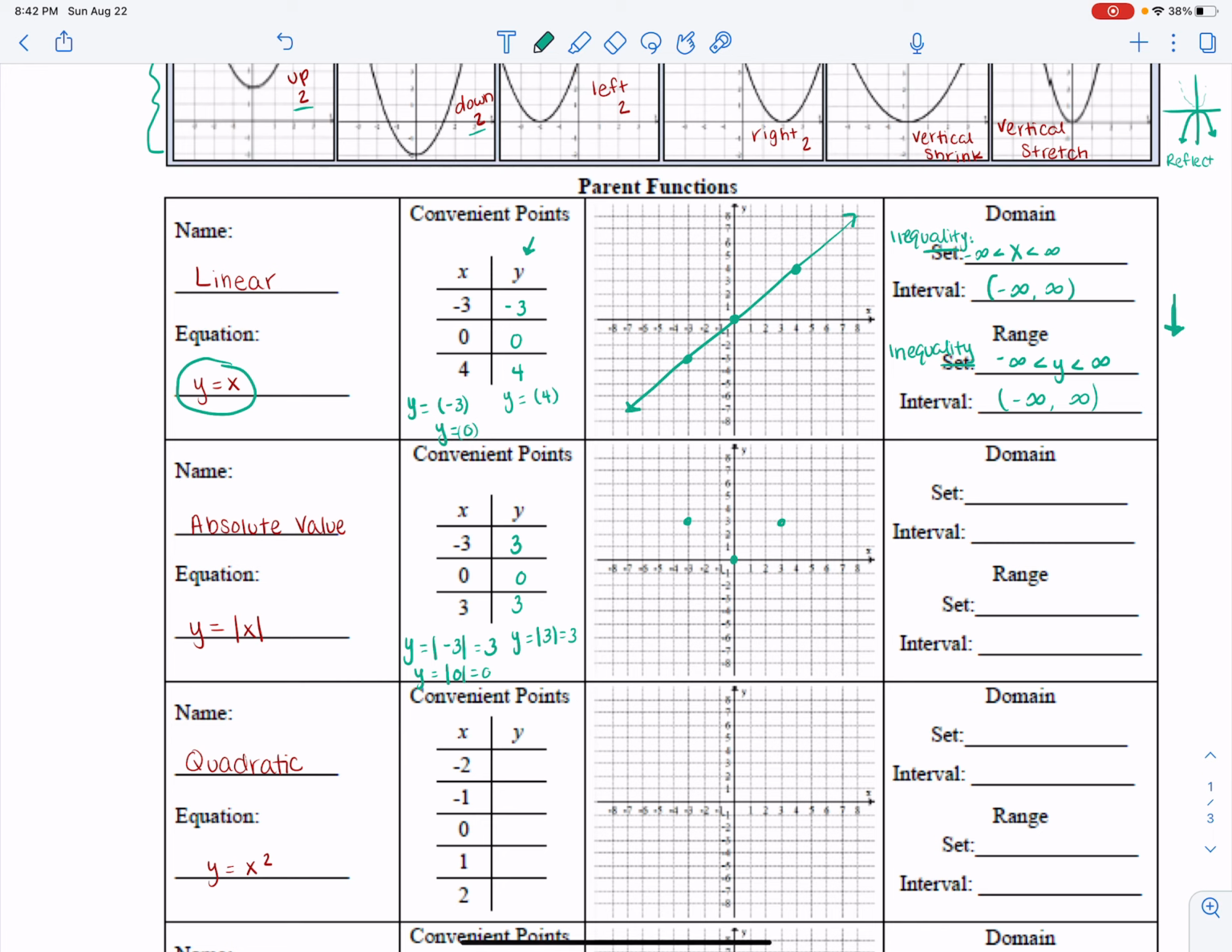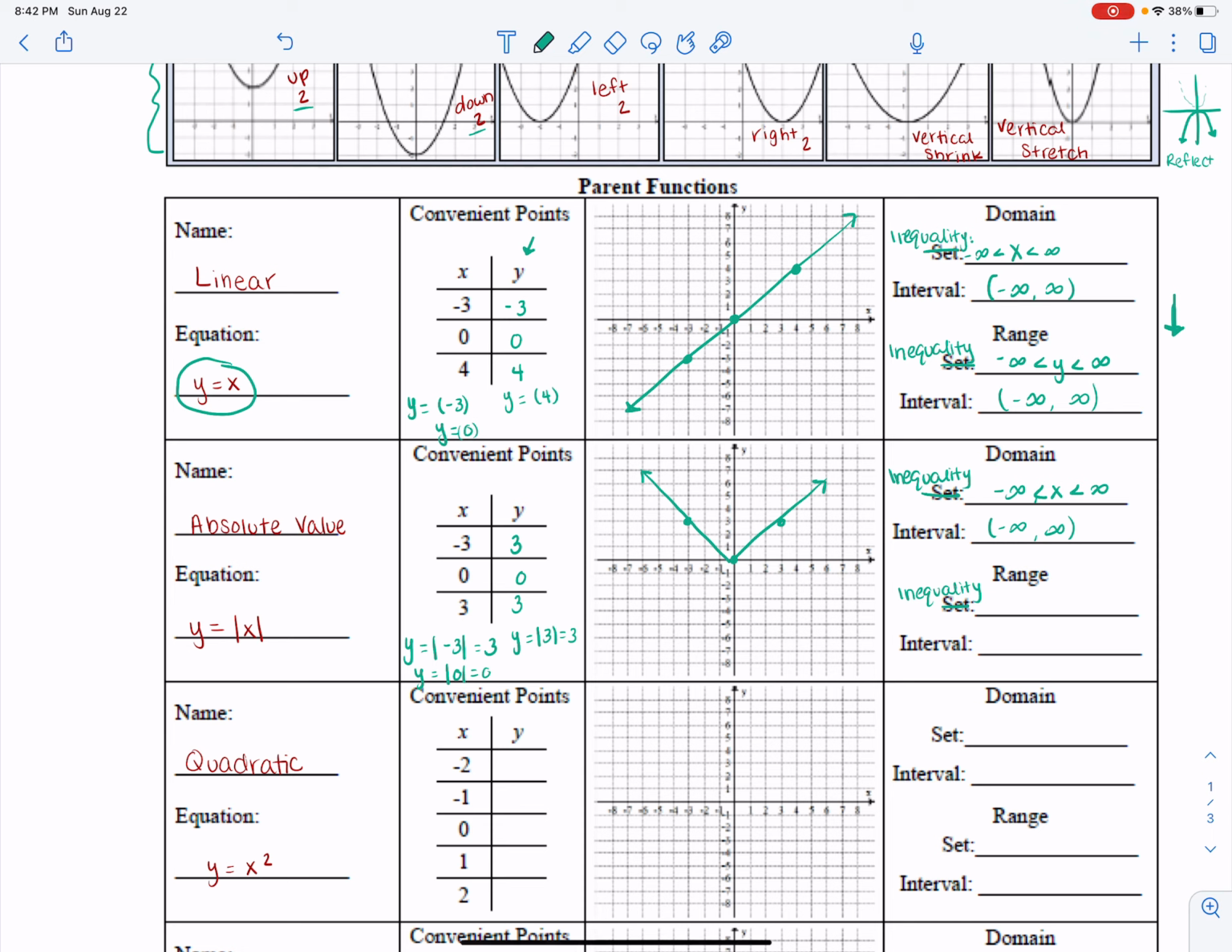So this graph makes a V. That's the absolute value parent function. So again, instead of set notation, we're going to use inequality notation. All right, so my domain, my x's, are going to go forever left and right. So I have negative infinity to infinity.